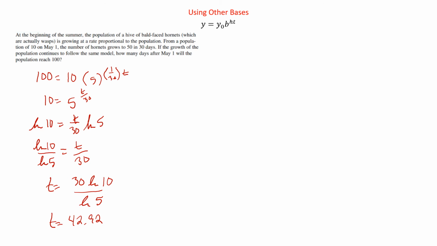So that's when it would reach that amount, which if we think about it multiplied by 5 in 30 days, so it would multiply by 5 again for the next 30 days. So 50 times 5 is going to be too much, so it should be in between that 30 and 60. So that looks good.